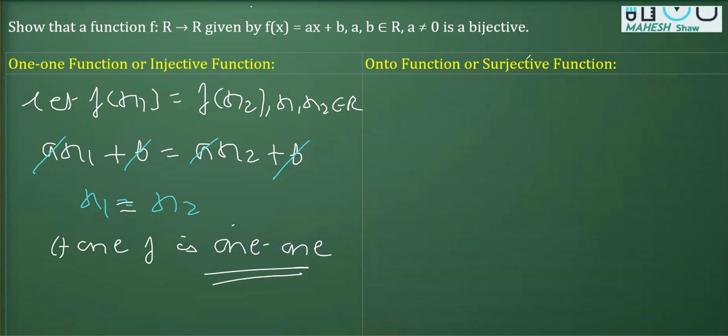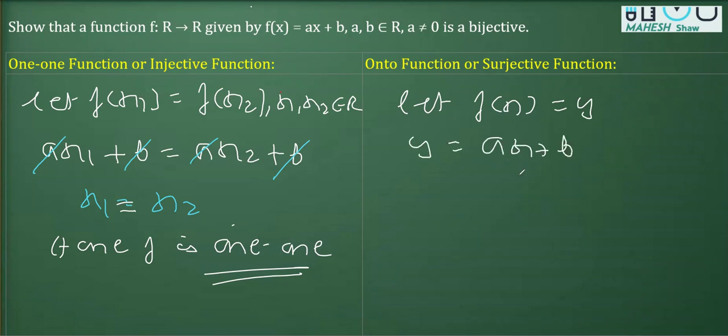Now to check its surjectivity, that is, onto, what we are going to do is take this function f(x) as y. So let f(x) = y. I can replace this f(x) with y, then we can write y = ax + b. Now in the next step, I'm going to write x in terms of y. On transposing b, it's (y - b) divided by a.